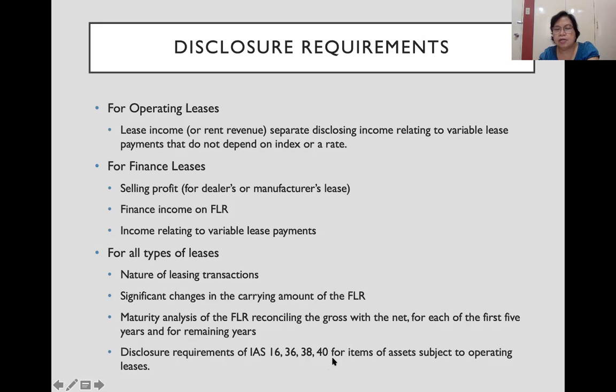Then for operating leases that are still held, whose assets are still held, of course, by the lessor in its accounting records, then the disclosure requirements required by IAS 16, property, plant, and equipment, IAS 36, impairment of assets, IAS 38, intangible assets, if the underlying asset is an intangible, and IAS 40, if such is classified as investment property.